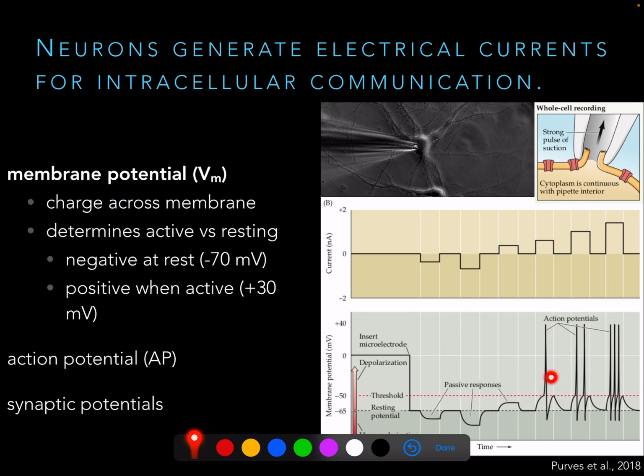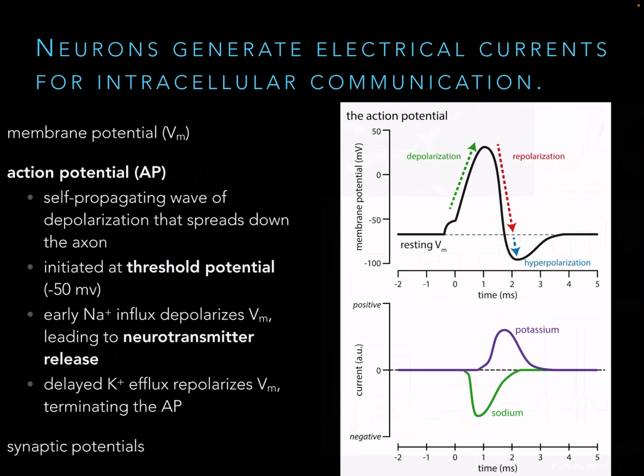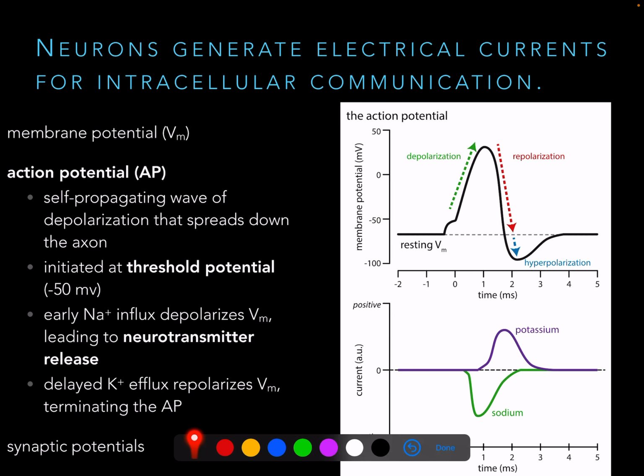This is all the neuron's doing. When the neuron is active, it goes from negative to positive membrane potential and then back. That's the action potential. Here it is in a little more detail. So when we hit threshold potential, that's what happened here, we're off to the races.